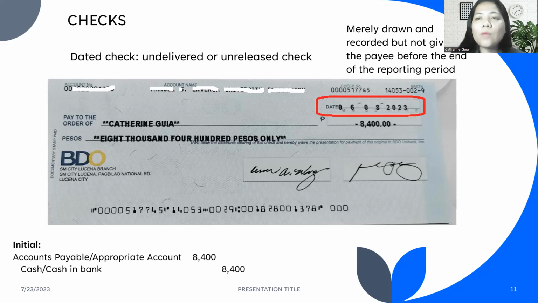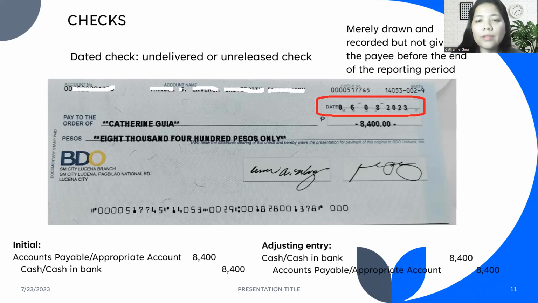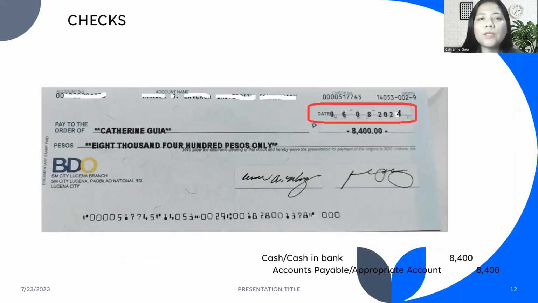So during the time the check was prepared, the entity debited accounts payable or any appropriate account, example, 8,400 based on our illustration, and then credited cash in bank. However, since the check was not given to the payee, so what will be the adjusting entry? Debit cash or cash in bank, 8,400, and you credit accounts payable or appropriate account. So please take note that the check was not given before the end of the reporting period. Okay, let's move on. Continue.